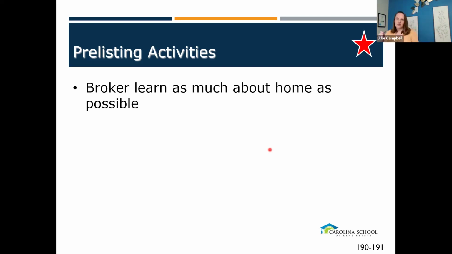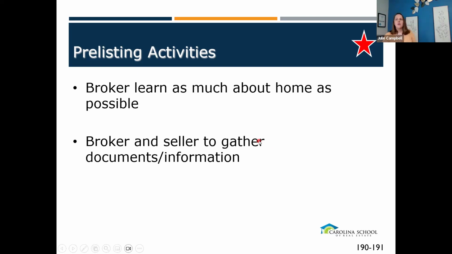What I'm telling you is to prepare for this listing, we need to go to all those resources, those checklists that your firm and your BIC will provide you, so you can learn as much about the property as you possibly can, except what it looks like inside today. Both broker and seller are gathering information, gathering documents. Those documents can be found on page 190 or a few pages into Unit 8.